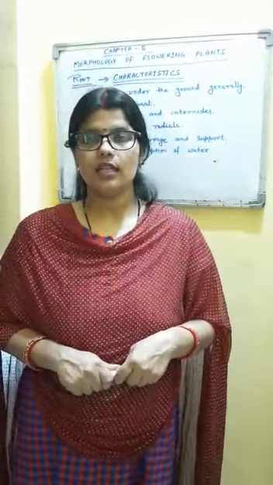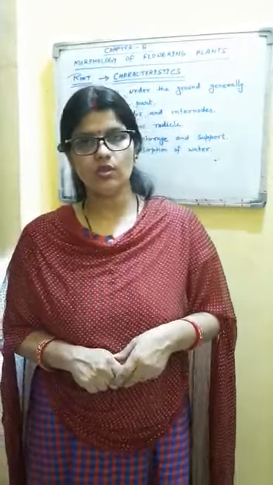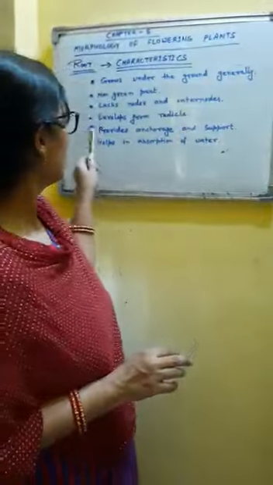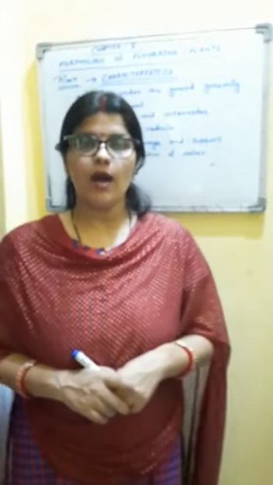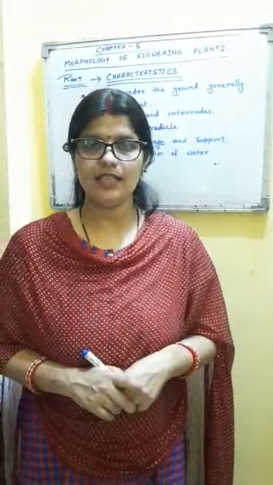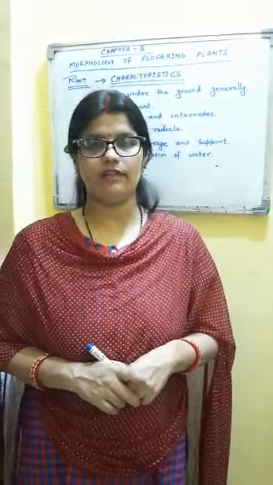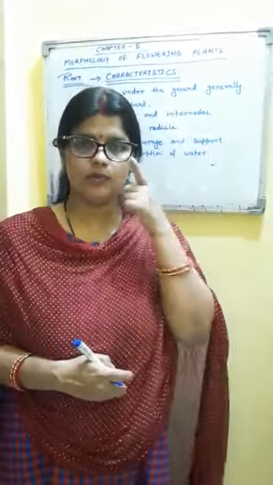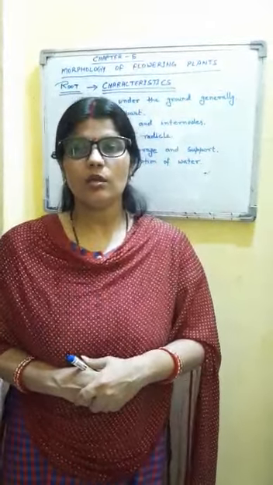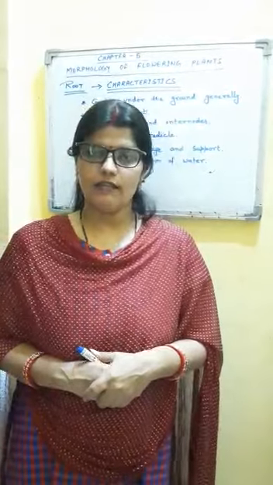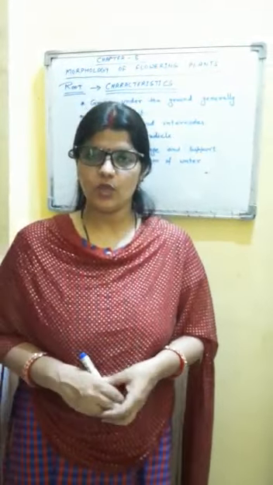Also, the next characteristic of root is that it lacks nodes and internodes. Nodes and internodes are the characteristic of stem. So, root lacks nodes and internodes. The root develops from the radicle part of the seed. A seed has two parts, radicle and plumule, that we have studied in class 10th in dicot seeds. So plumule develops as stem and radicle develops as root.